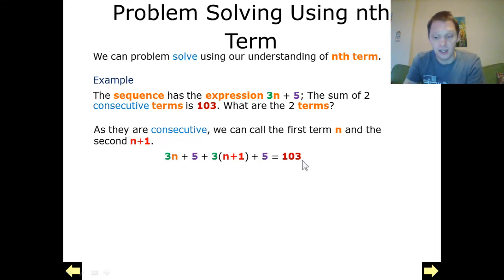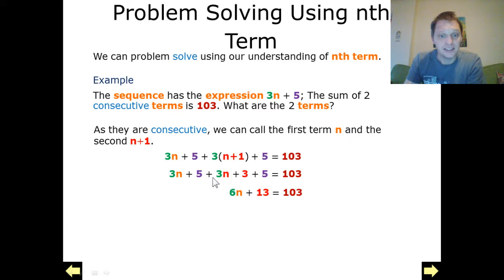Now I'm going to treat it like it is an equation. So first of all, I'm going to multiply out the brackets. 3 times n gives me 3n. 3 times 1 gives me 3. Going to simplify it a bit here. So I've got 3n plus 3n, which is 6n. And I've got 5 plus 3 plus 5, which gives me 13.